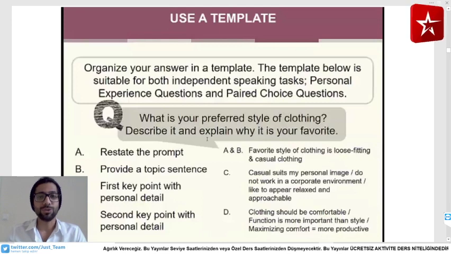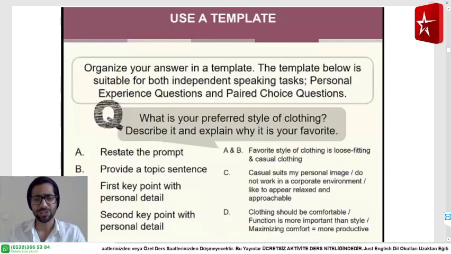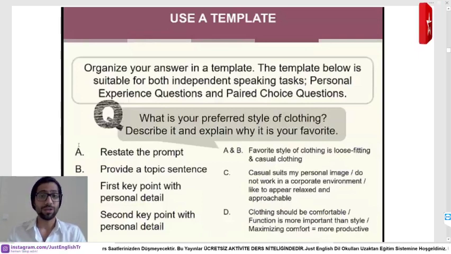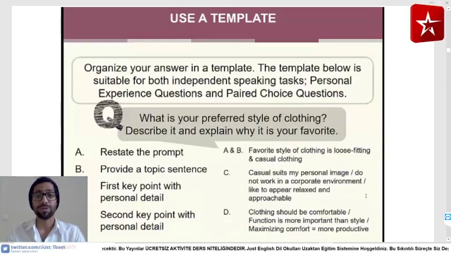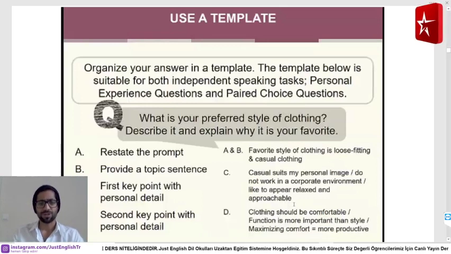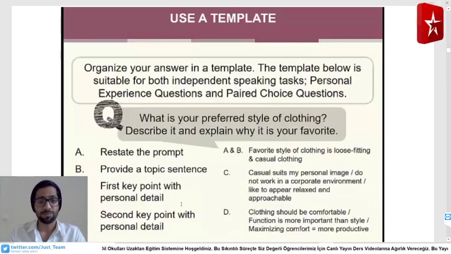Moving on. Using a template, as I said, is massively important, because you need to keep yourself prepared to answer a speaking. So it says here, organize your answer template. The template below is suitable for both independent speaking tasks, personal and pair choice questions. So you have A, B, C, and D. Restate the prompt, which means rephrase it. Provide a topic sentence. What is the main thing that you are going to talk about? First key point with personal details. Second key point with personal details.